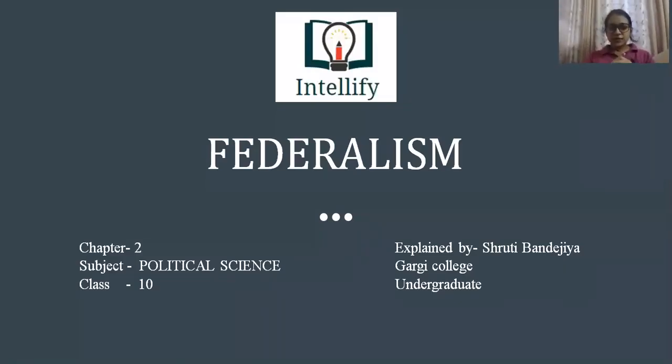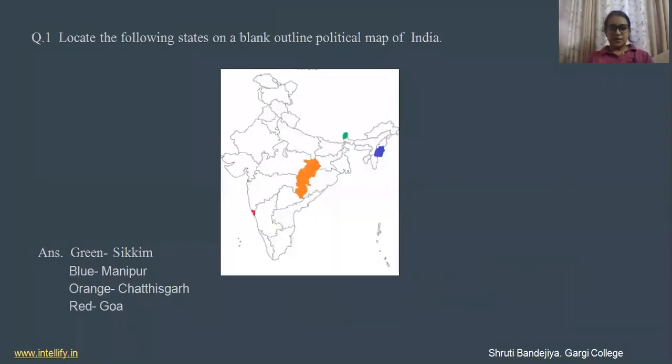I am Shruti and I'm here to discuss some more political science NCERT questions of class 10. So let's begin with the second chapter now, federalism. Question number 1 says locate the following states on the blank outline map of India. There is a map of India, we have to locate them there.